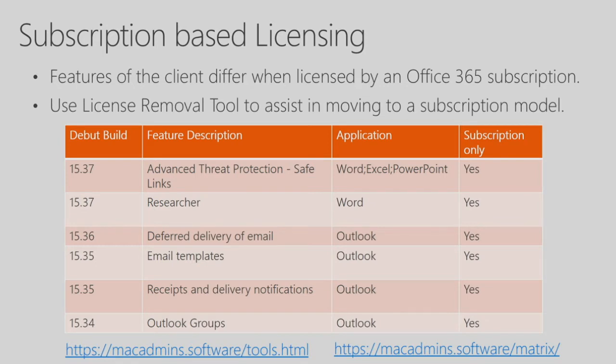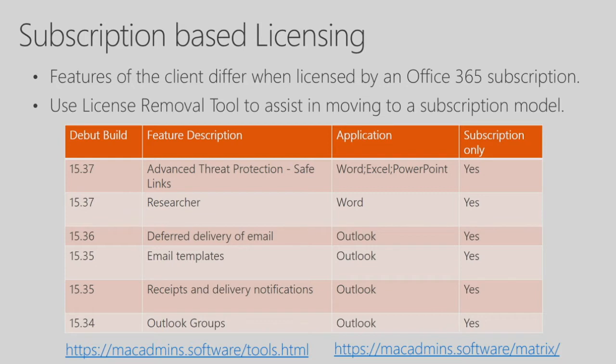Now, okay, so you might be thinking, well, that's great, but I've already got my volume license deployed version of Office for Mac out there to all these devices. What can I do? Well, there's actually a tool which is available via the link on the bottom left there, which enables you to convert volume licensing into Office 365 licensing. And basically what it does, it removes the licensing, cleans up the keychain entries, and then sets the application back to its first run state.